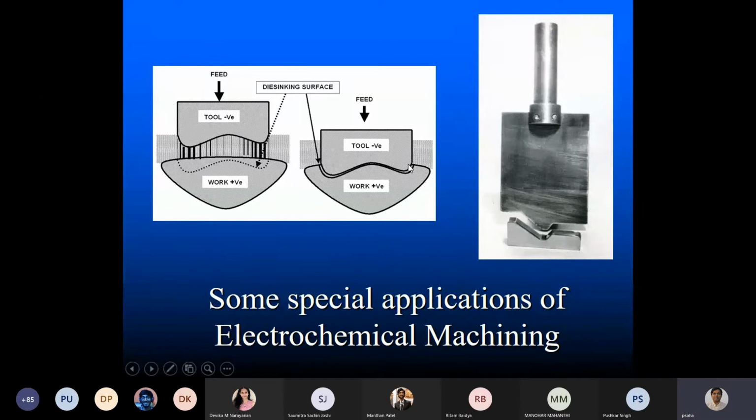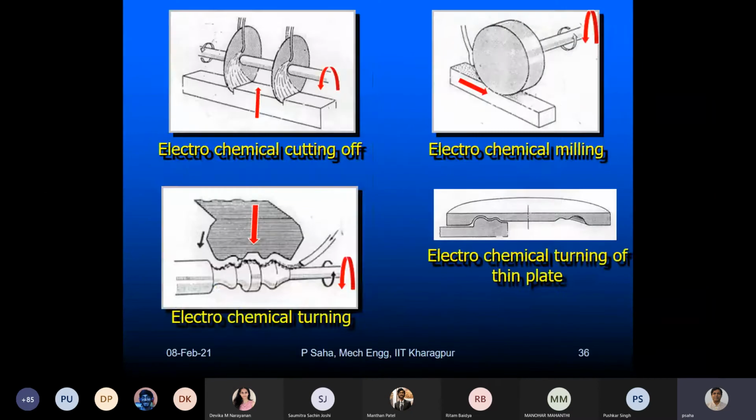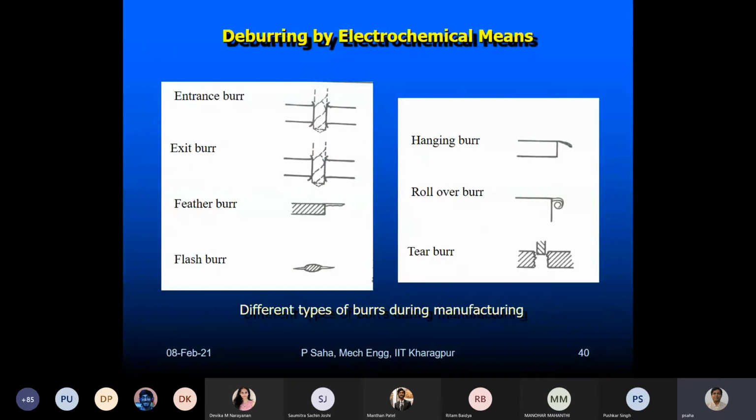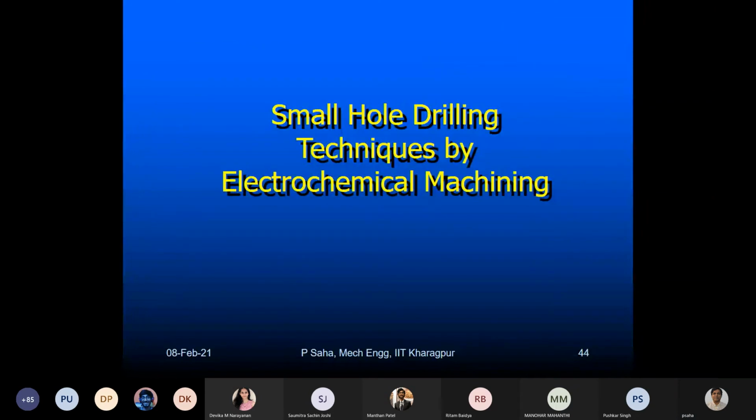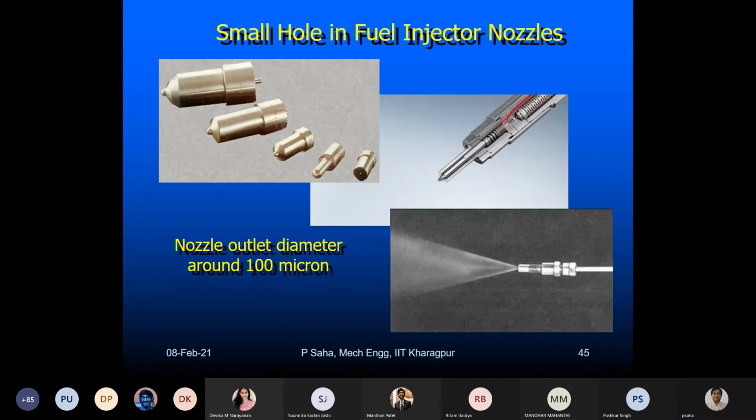So coming to some special applications of the ECM process. In fact, last class also we discussed one or two. So today we'll discuss how to drill very small holes in the ECM process. Okay, this is what we would discuss today. Am I audible? Yes, sir, you're audible.